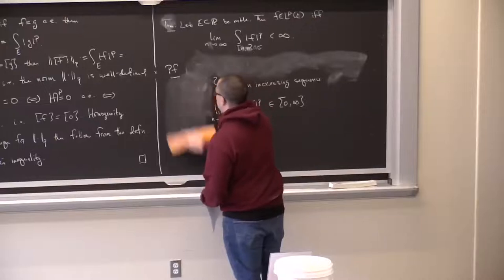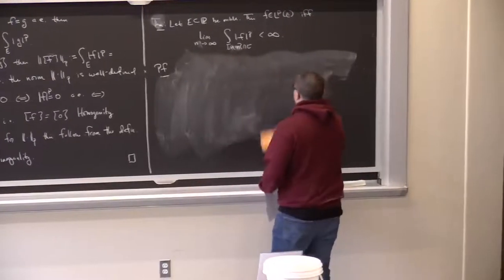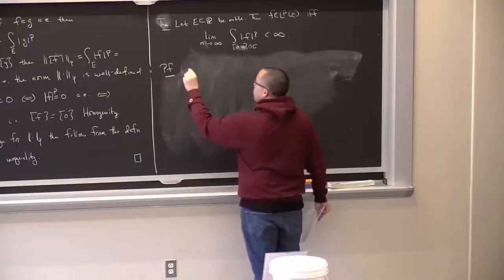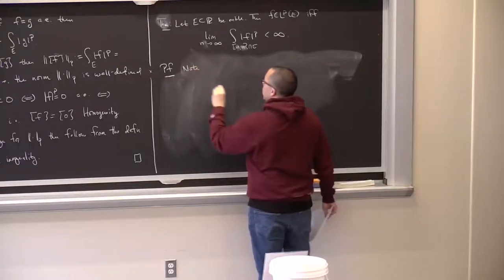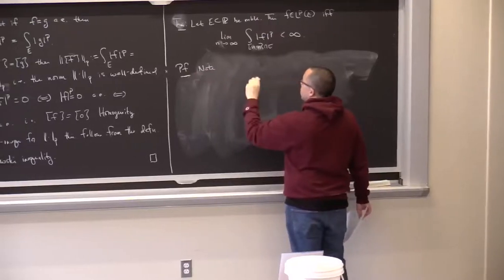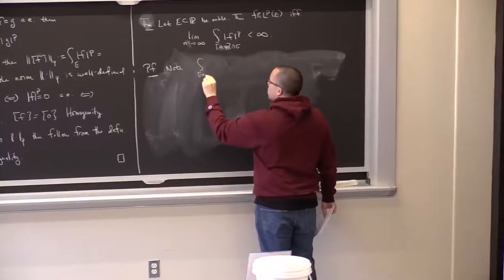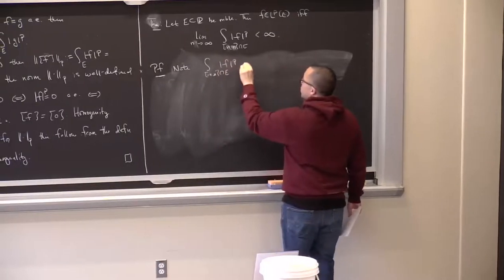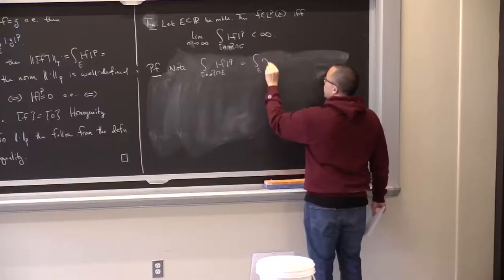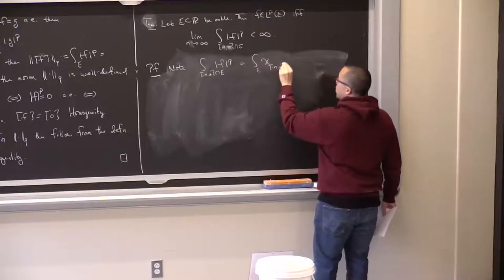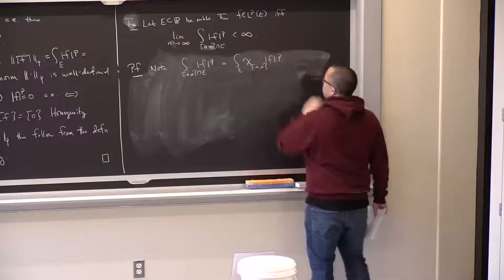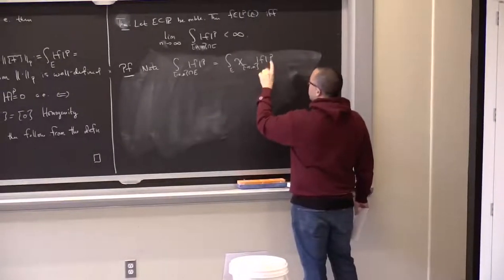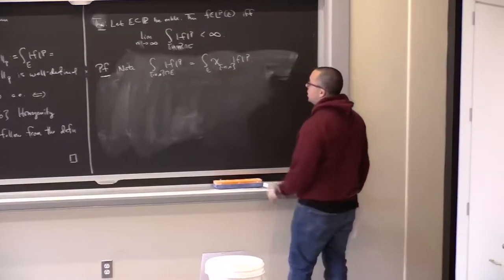Okay. Yeah, let's do it this way. I'll do it much faster. Now note that the integral over E intersect [-n, n] of f raised to the p is equal to the integral over E of chi of [-n, n] times f raised to the p. So I can think of what's here in the integrand as a function for each n.